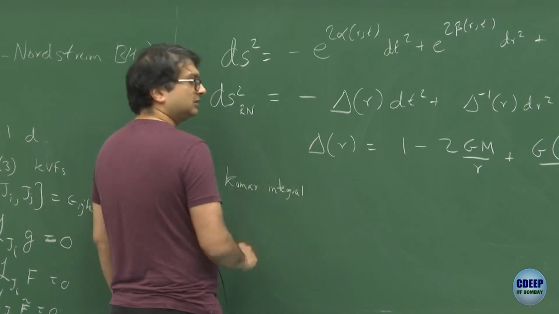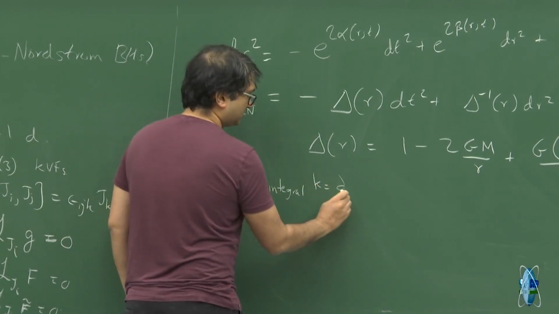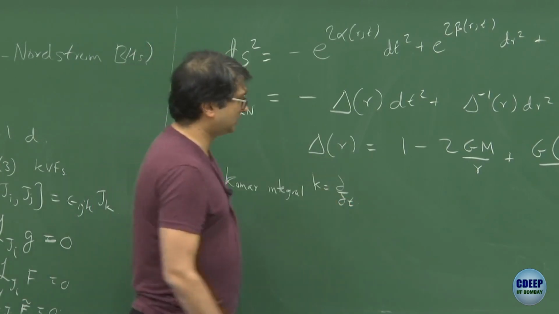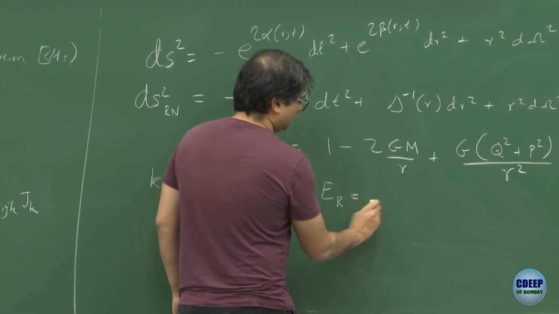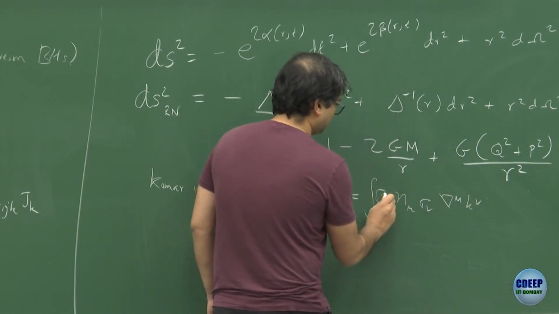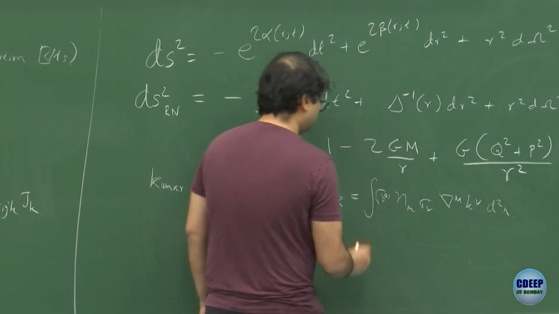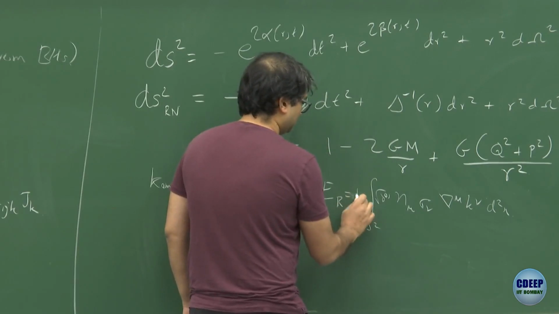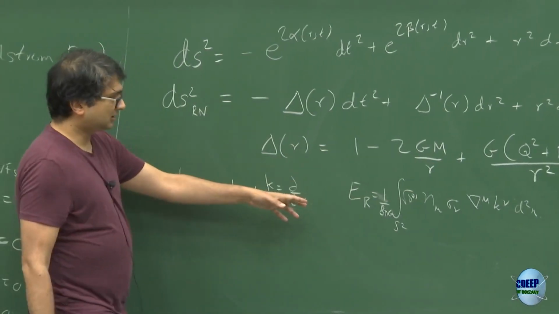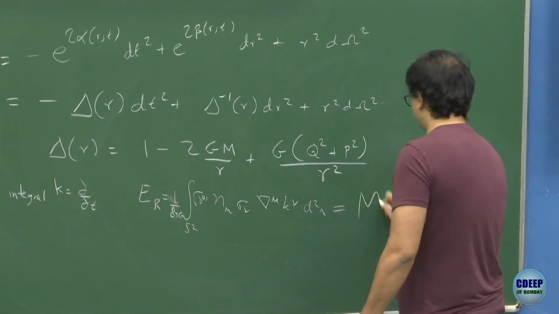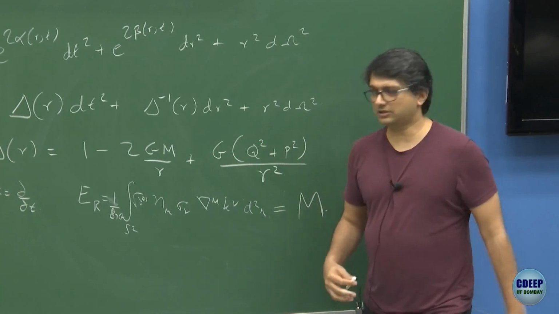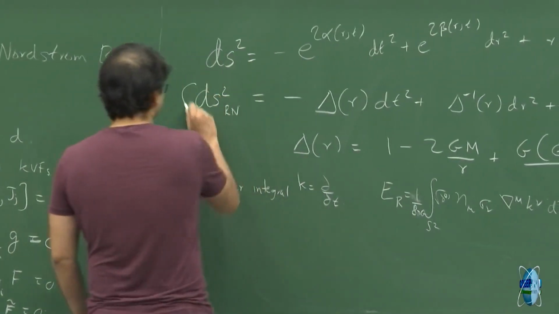Once we know this metric, we also know that it has a Killing vector field k equal to partial t, which is a time-like Killing vector field. Once we have this, you can compute the Komar integral, which we had written down as E_R, something like n mu sigma nu del mu k nu, integrated over a two-dimensional boundary, some S2 at spatial infinity, with 1 over something like 8 pi G or 4 pi G, I don't remember, some constant. Once you have this, you can compute E_R, and for this metric it works out to be exactly M. That's why we've written M over here, because M has the interpretation of being the mass of the system. So this is the metric.